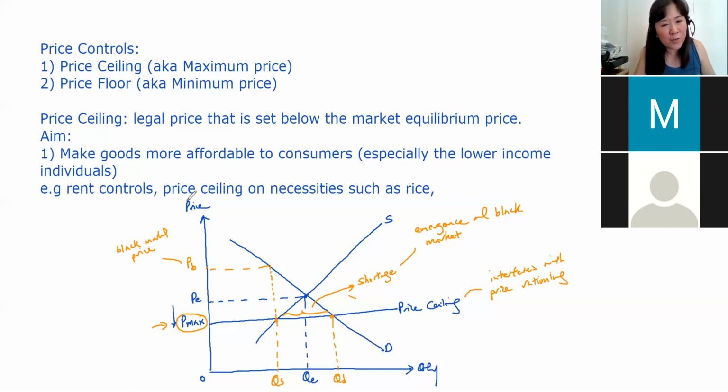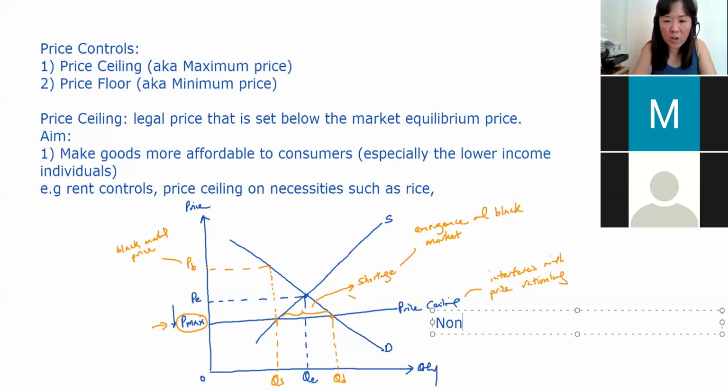Then you may ask, how exactly do they ration this good? There's no way that they can actually ration it by price, as I was telling you. So who determines who gets this QS quantity of goods? Well, it can be on a first come, first served basis. So let me just type this out.